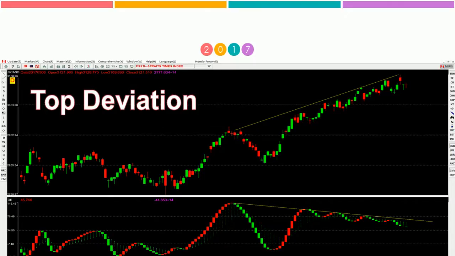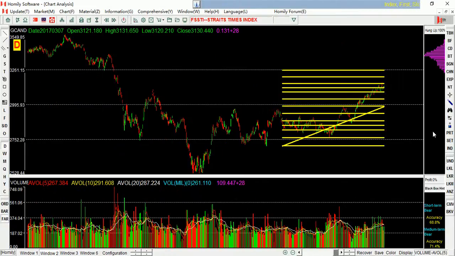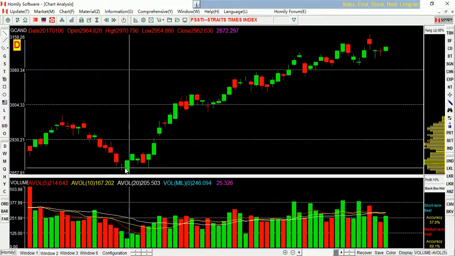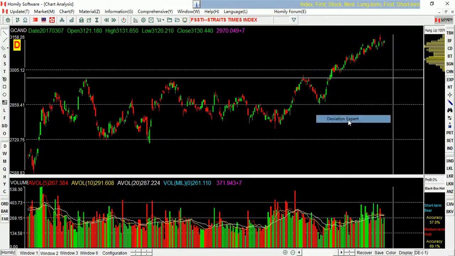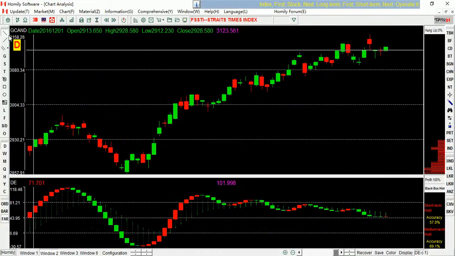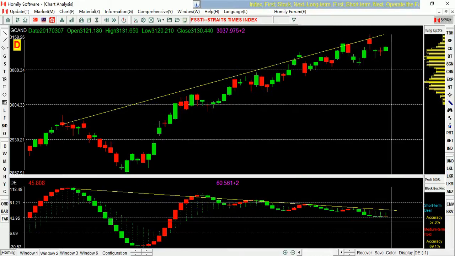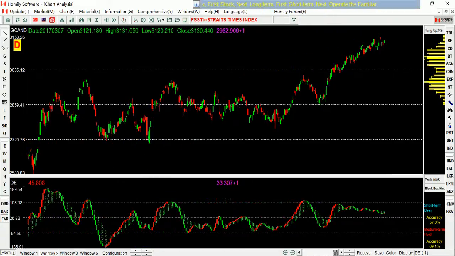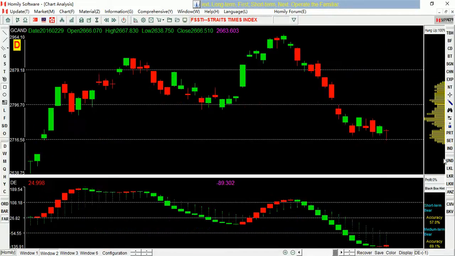Okay, so let's see the market. This is the daily chart. Let's click expert, then deviation expert. Then we can see this stock. The price is up, but the deviation expert continues to go down. So you should know this is the top deviation. If you see the price is in top deviation, you should pay more attention to the short-term correction or short-term down.